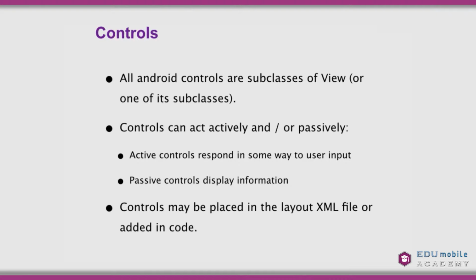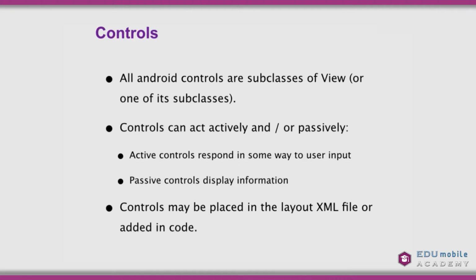So now if we think about it, we could have a button that we are displaying some information in the form of that button's text, and then it's active because it responds to a user touch event or a click. The button, in this case, is acting both actively and passively. Usually controls act in one way or another, but you need to be aware that there is an and/or kind of relationship here. A control could be both active and passive.